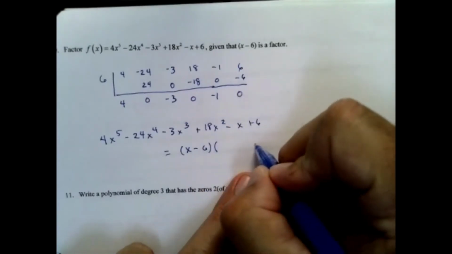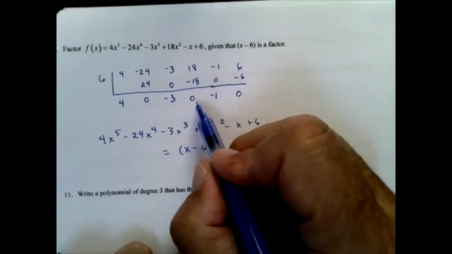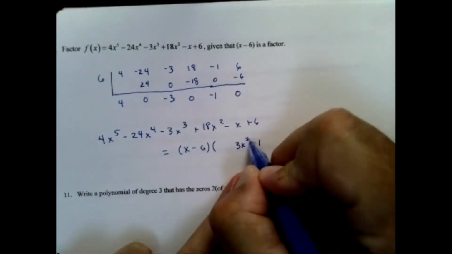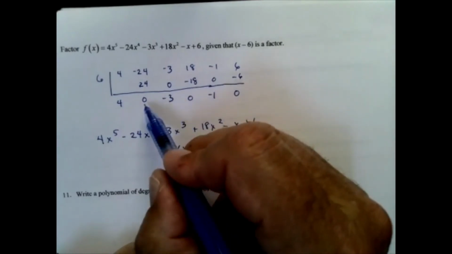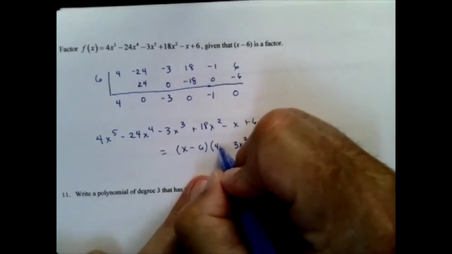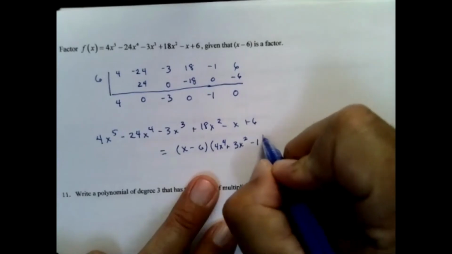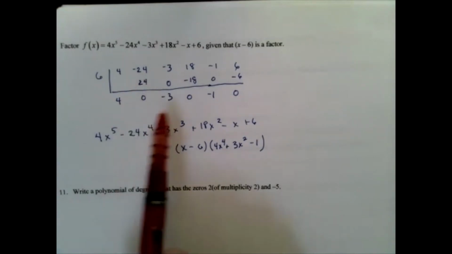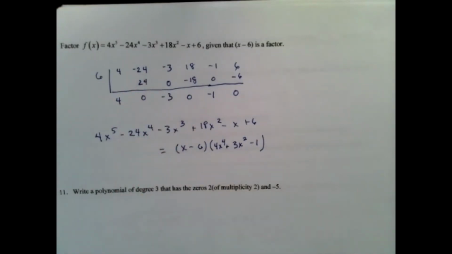The negative 1 was my constant, x to the first, negative 3, x to the second, x to the third, and 4, x to the fourth. So I factored it. I wrote it as a product. I divided x minus 6 into it. I used synthetic instead of long division.